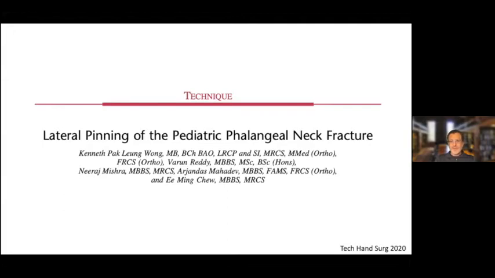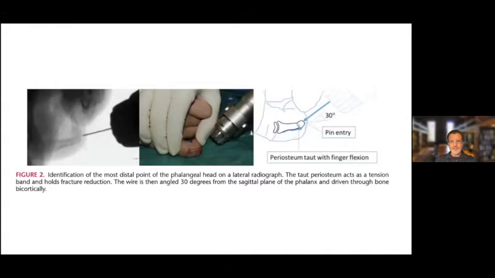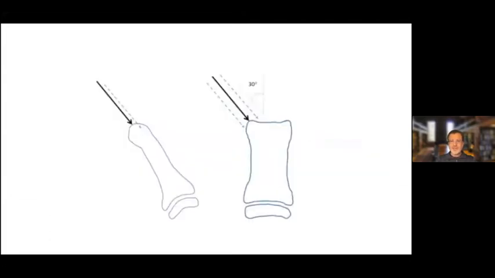So let's talk about surgical techniques. This is your classic technique published only recently on the cross pinning of phalangeal neck fractures. It looks something like this. You use the collateral ligaments to basically pull down the fracture and to reduce the fracture. And while you're holding the joint flexed, you drive in your pins.